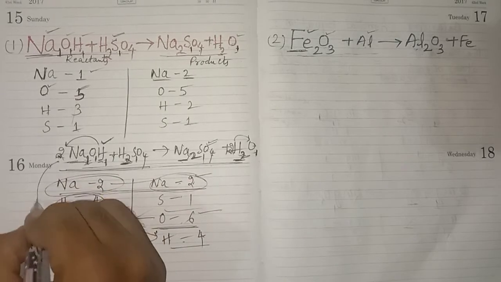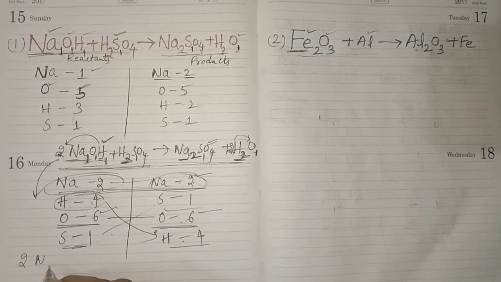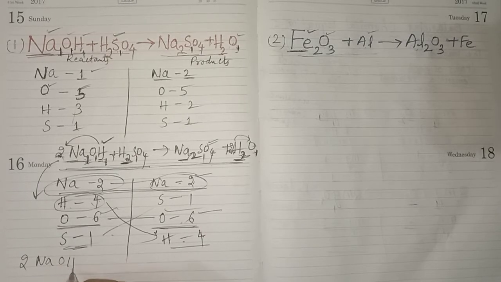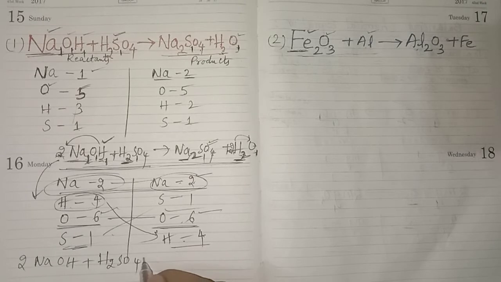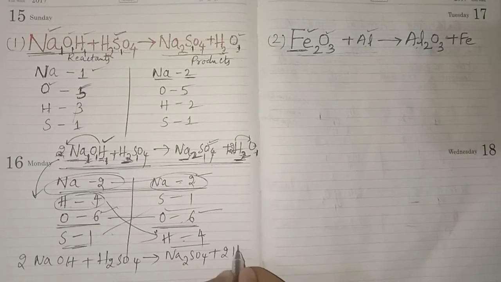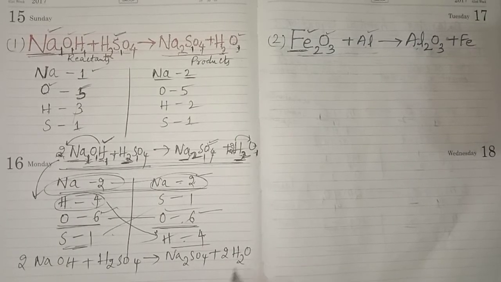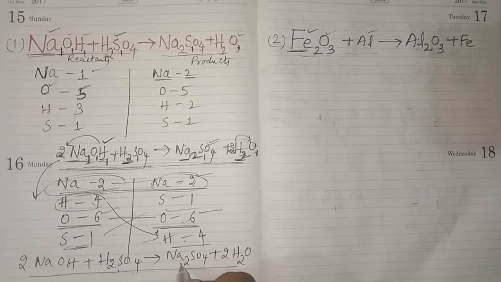So therefore this chemical equation shows 2NaOH plus H2SO4, which gives Na2SO4 plus 2H2O. This is the balanced chemical equation.